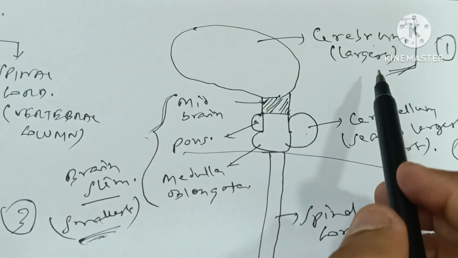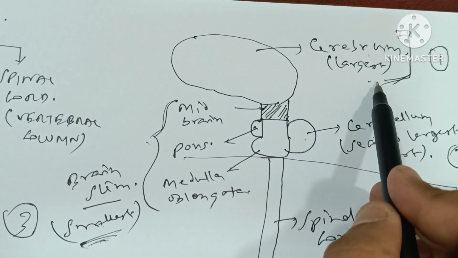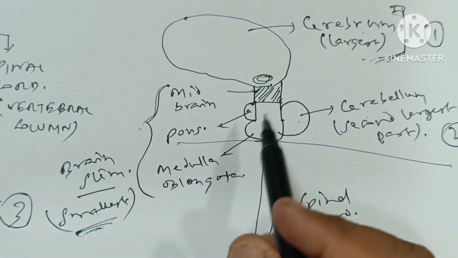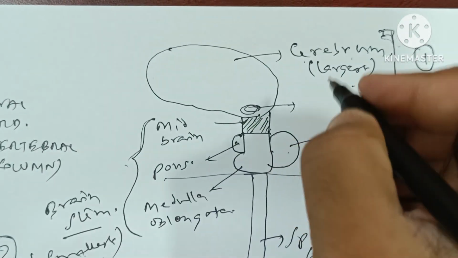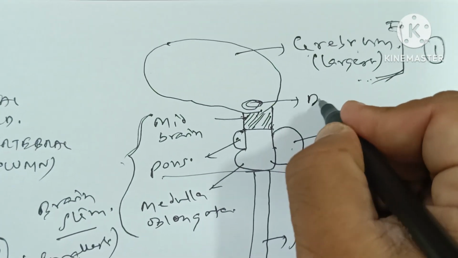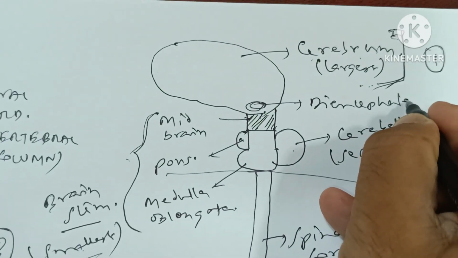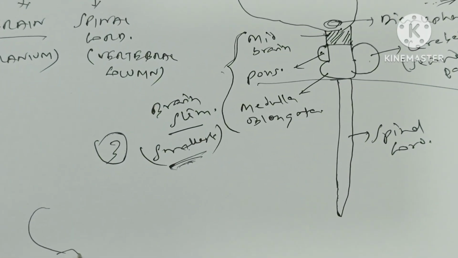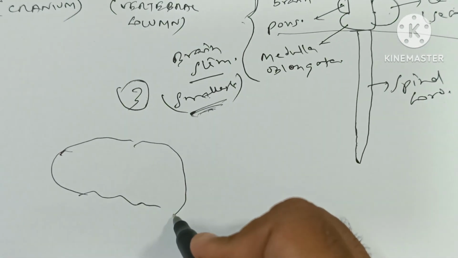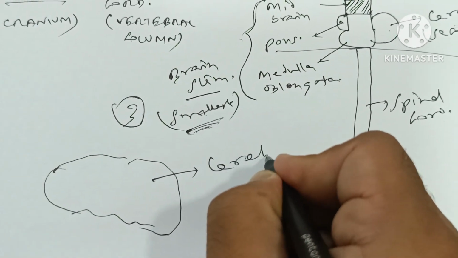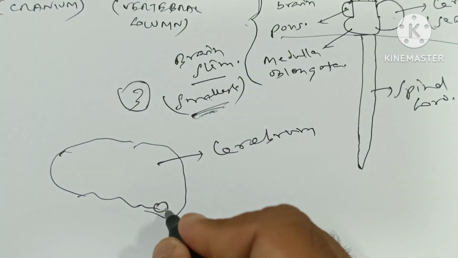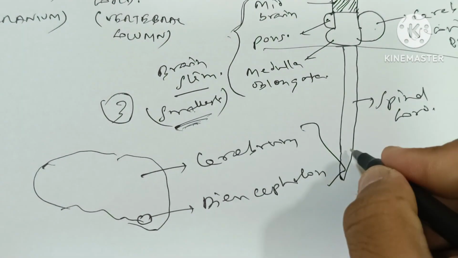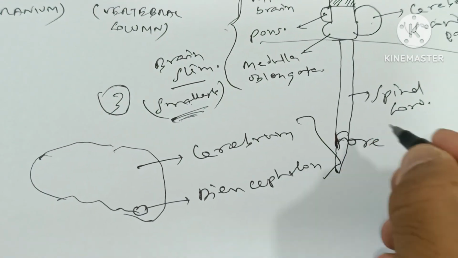Now, in the forebrain, the majority of which is comprised of the cerebrum, there is another part called the diencephalon. So the forebrain comprises the cerebrum and the diencephalon. If we classify the brain in a different way, this is the cerebrum and this region is called the diencephalon. This comprises the forebrain.